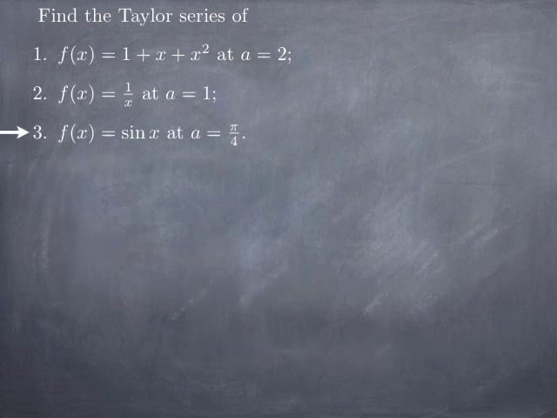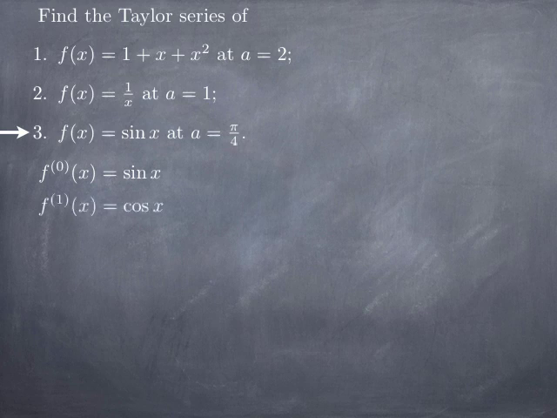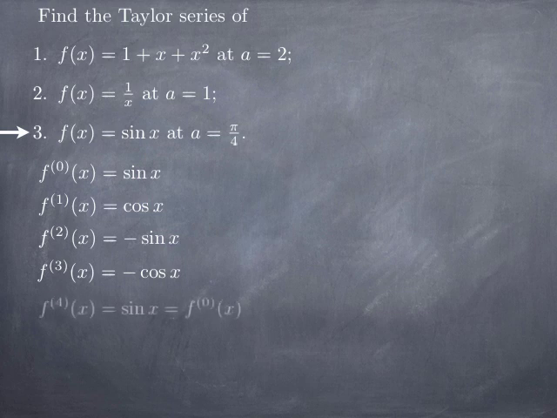Now for the third example, we are looking at the function f of x equals sine x at pi over 4. And so again, we're going to look at the successive derivatives. The derivative of order 0 is the function itself, sine x. When I differentiate sine x, I get cosine x. When I differentiate cosine x, I get negative sine x. When I differentiate negative sine x, I get the opposite of the derivative of sine x, so negative cosine x. And when I differentiate that again, I have minus the derivative of cosine, which is negative sine, so I get again positive sine, which was the function.